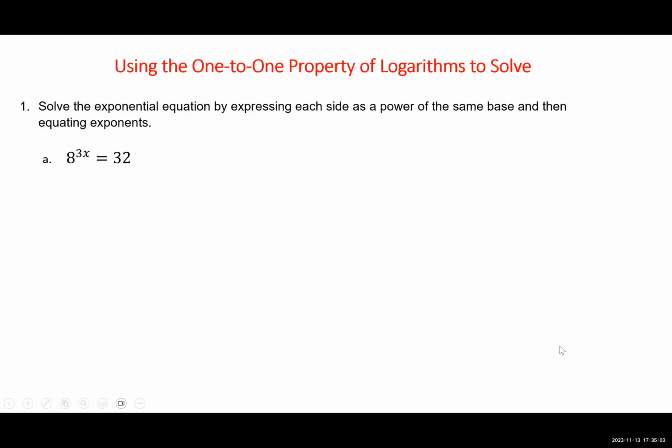So number one, solve the exponential equation by expressing each side as a power of the same base.